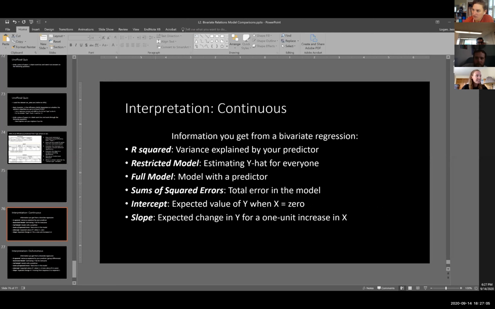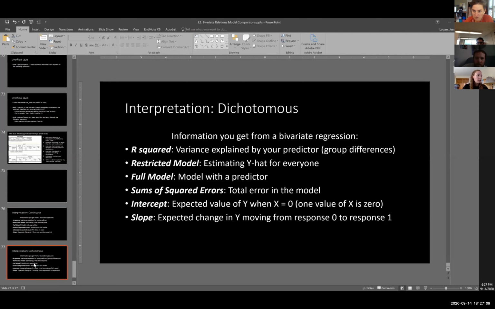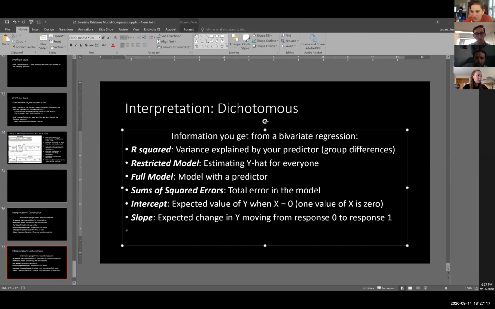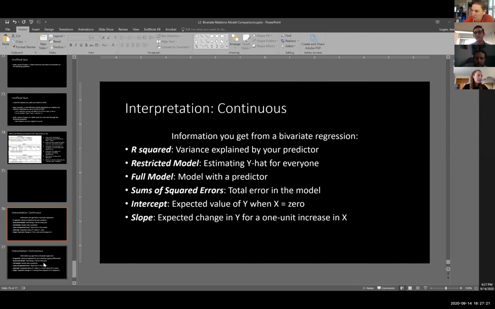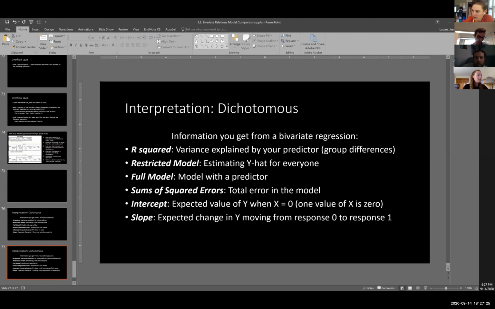So I have interpretation when you have continuous and interpretation when you have dichotomous. Oh, and so that's helpful. That I definitely should have pointed out. So I will put that in the announcements to make sure you look at the last 2 slides. So that's sort of the difference between these last 2. Okay. That's helpful. If one value of x is 0.